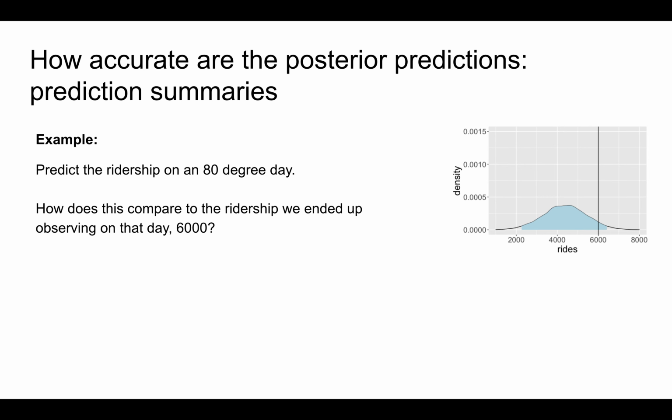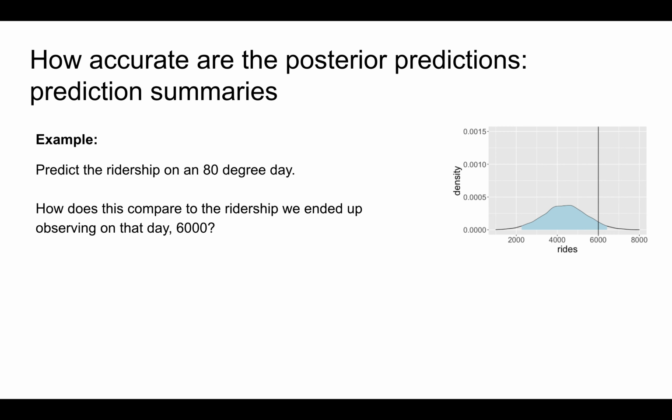Next, suppose that we end up observing 6,000 rides on an 80-degree day. This observation is marked by the vertical line. So how did we do? That is, how does our posterior predictive model of ridership compare to this observed outcome?